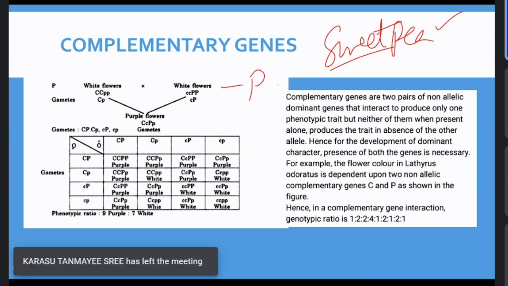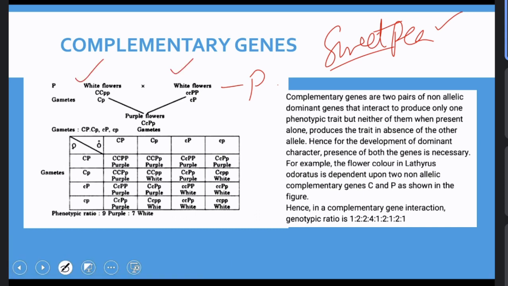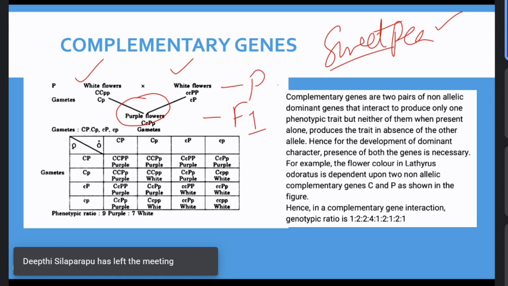They took two plants which have white flowers, and these were crossed. And to their astonishment, in the F1 generation, they got purple flowered plants. That means when two plants, both of the same color, that is white, were crossed, they got plants with purple flowers in the F1 generation.